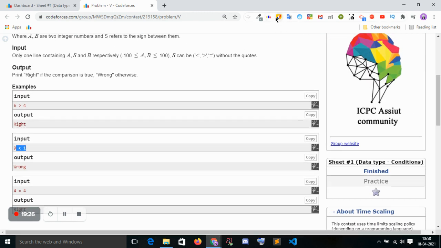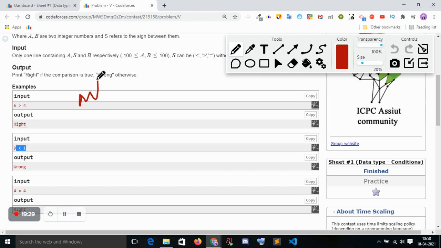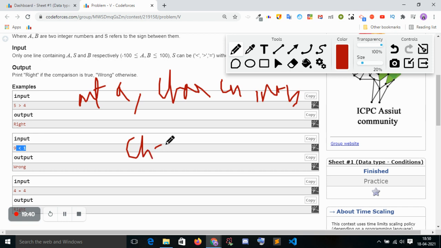So how do you take input? First take integer a, then take char ch, and then take integer b. If ch equals this one, then check the condition, whether it is true or false. If it is true, print right. If it is wrong, print wrong. For this one, do this again: just remove it and do this activity for less than, and again for equals.